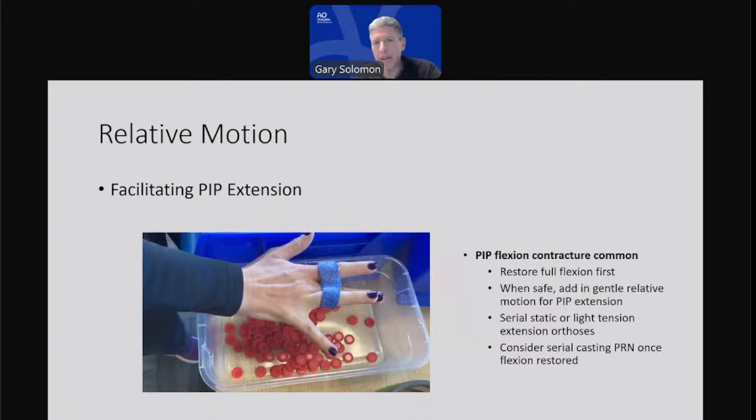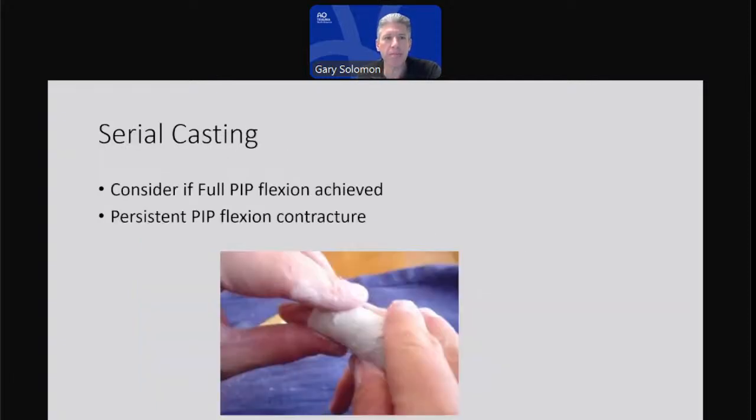I always do put the priority on restoring flexion, and then once that's achieved, I'll be a little bit more aggressive on the extension side. As I said, serial casting, if you have full flexion and a persistent PIP flexion contracture, works really well because of that long time being held in that position. You just have to check it either once or twice a week to make sure that they don't lose any flexion with it.